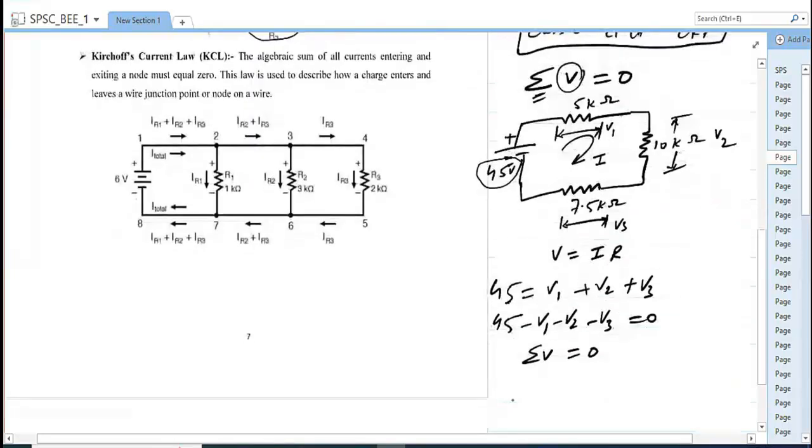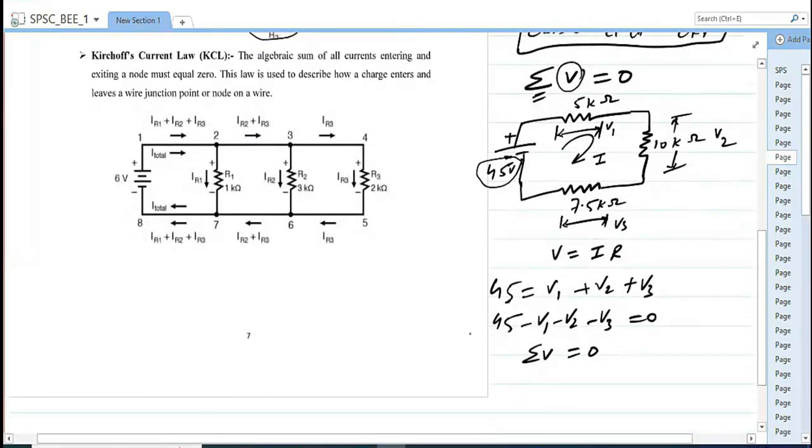So algebraic means what? If someone is delivering something, give the plus sign to that element. If someone is receiving something, put the negative sign to that element. So 45 minus V1 minus V2 minus V3 is equal to 0, and you can check it also.